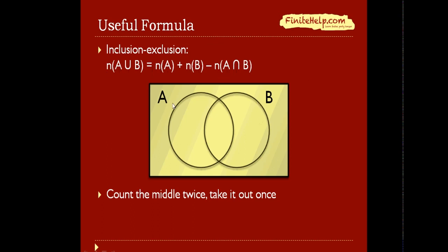So here you know A union B is this whole region here. And when we add A and B together, we've counted the middle twice. So if we take it out once, then we would just have these three regions added together, which is what A union B is. So you count the middle twice, you take it out once. That's how this formula works.